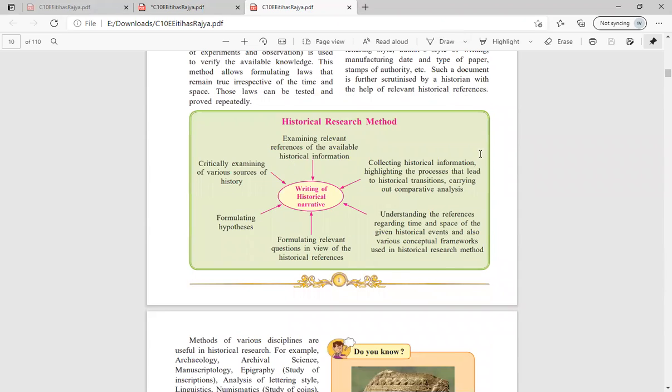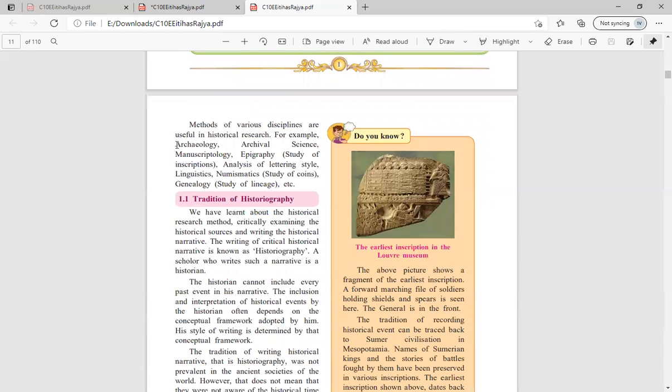फिर हम लोग ने historical research method देखा, जहाँ पे हम लोग ने देखा कैसे सोर्सेस को क्रिटिकल एग्जामाइन करना चाहिए. Then you can refer it with another source and make sure is it relevant or not. Then once you are sure about it, you will collect information, highlight the process, describe the transitions, etc. Then if you want to prove whether it is genuine or not, you need to ask questions and then you form a hypothesis. इतना हम लोग ने देखा था. Then we have seen के sources of history क्या क्या हो सकता है. तो it can be archaeology, epigraphy, analysis, genealogy, etc.